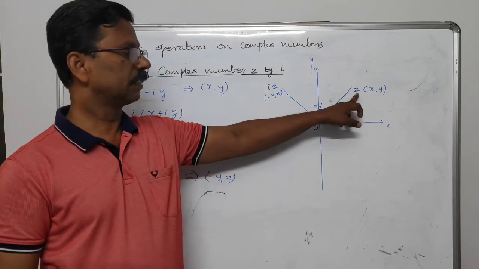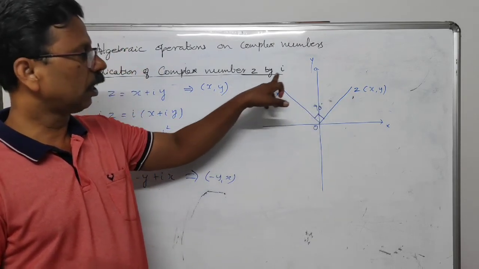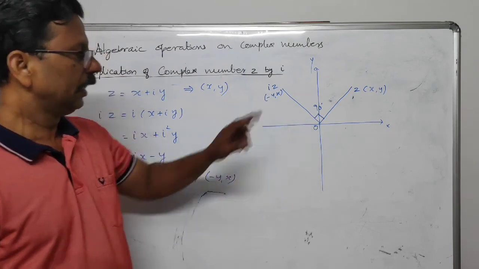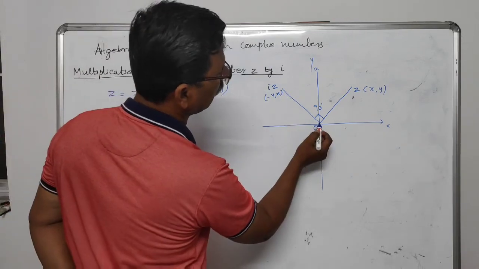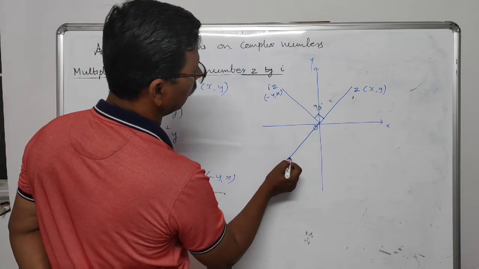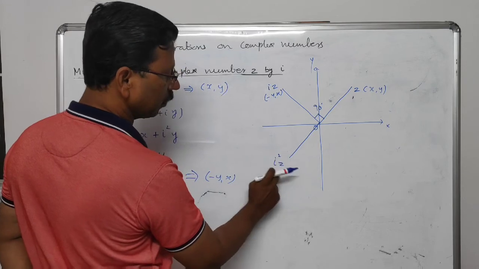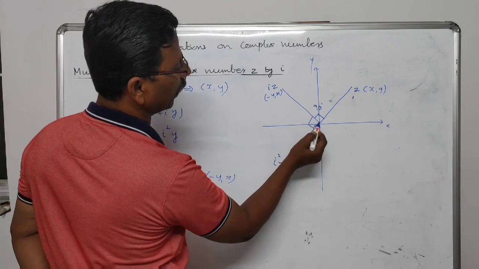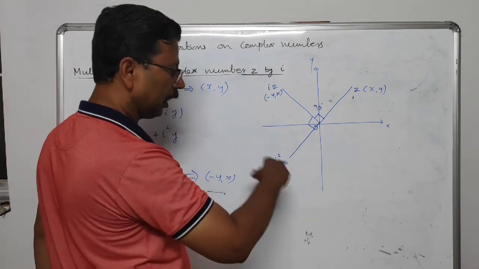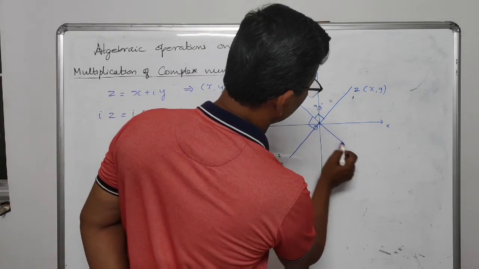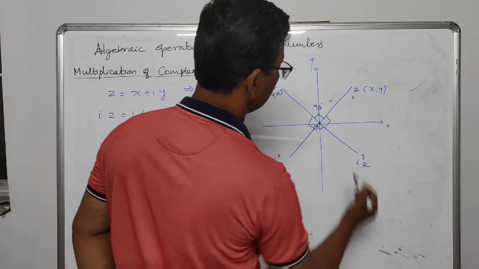The multiplication of a complex number by i is the rotation of z by 90 degrees in the counterclockwise direction about the origin O. Therefore, again if you multiply this iz by i, then again there is a rotation by 90 degrees. Now this will be i square z. Again this is a rotation of 90 degrees. Then again if you multiply i square z by i, it becomes i cube z. This is i cube z. Now this is again a rotation of 90 degrees.